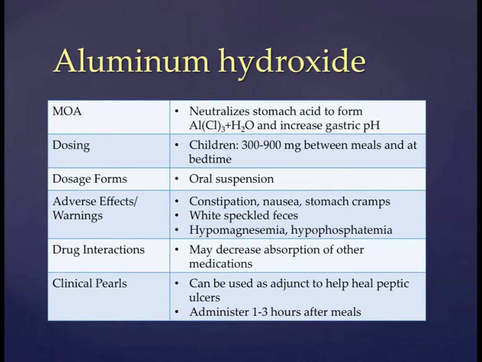So the first one, aluminum hydroxide, and all of these buffering agents, they work by neutralizing the gastric pH, just temporarily. So the MOA will be basically overall the same, the end result is the same, but they all do it a little bit different. Really, the biggest concern with this one is the aluminum toxicity. A good counseling point for parents is that it can result in white speckled feces, so that's something that might cause an alarm, especially for the new parents.